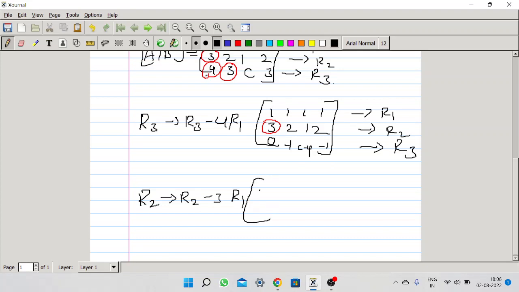This row operation will make the matrix so that the first row stays the same and the second row changes: this will become 0, then 2 minus 3, this is minus 1, 1 minus 3, this is minus 2, 2 minus 3, that means minus 1, and the third row will be the same as it is, with minus 1.